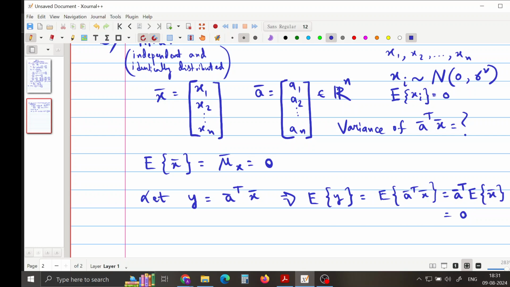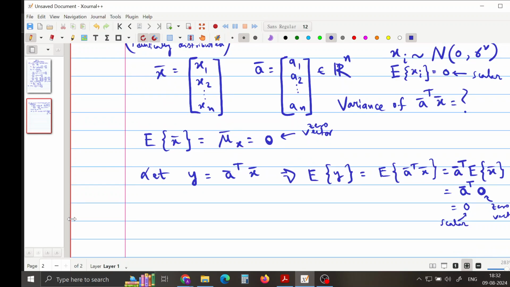Let me write it again. So this is a bar transpose times your 0 vector, right? That will give you simply a1 times 0 plus a2 times 0 and so on till an times 0. So this is the scalar 0. Wherever you see bold like this, it means vector. This means 0 vector. This is scalar, and finally, this is also scalar.